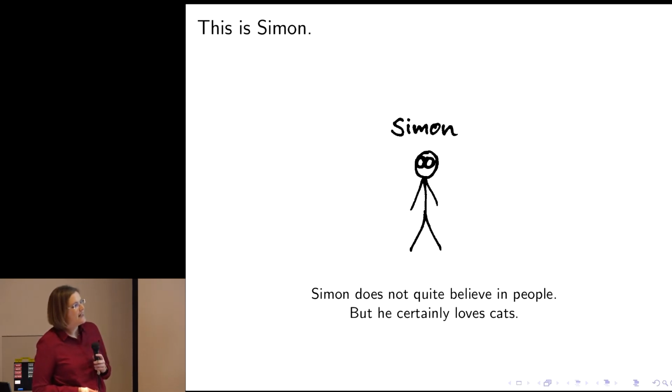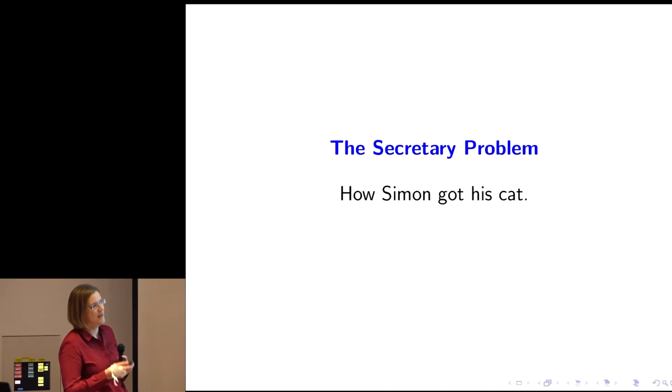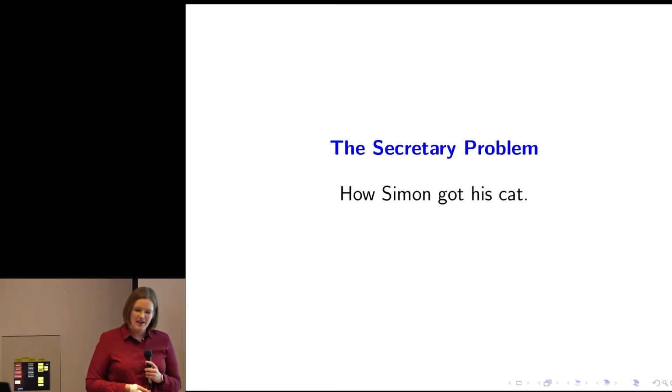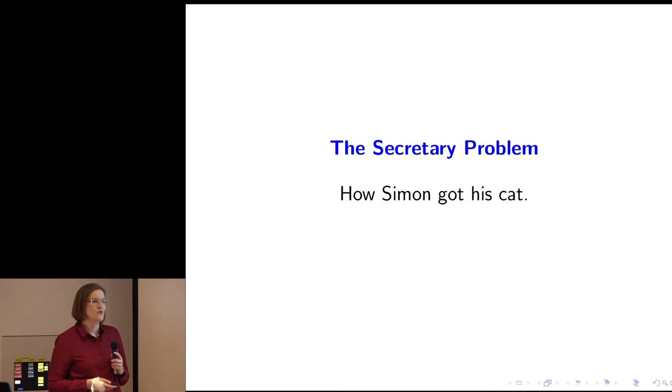Let's say this is Simon, and Simon, well, he is not a people person, but he loves cats, and we will help him with some issues he has in actually getting a cat at first. So let's say Simon wants a cat, and this is an example I'm going to use to introduce the secretary problem in a way that will be useful later. So even those of you who already know it might get a little out of it.